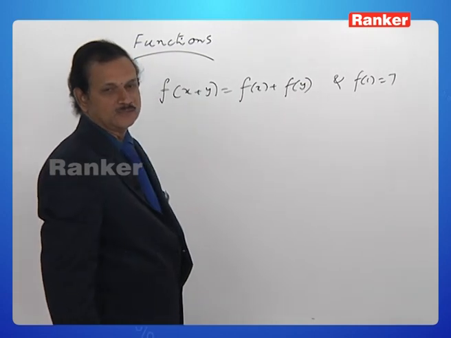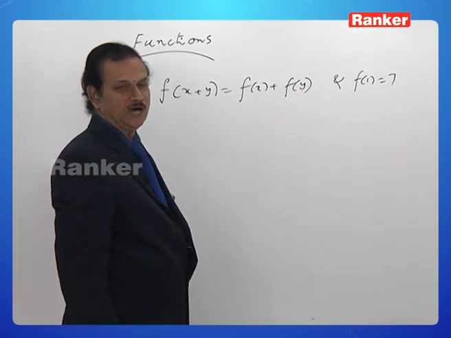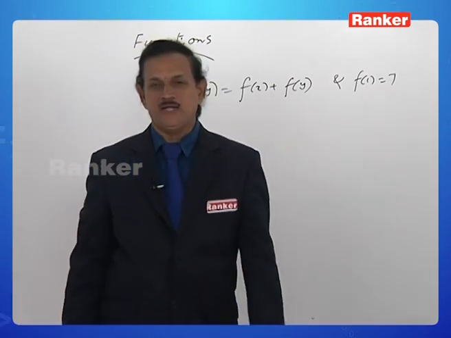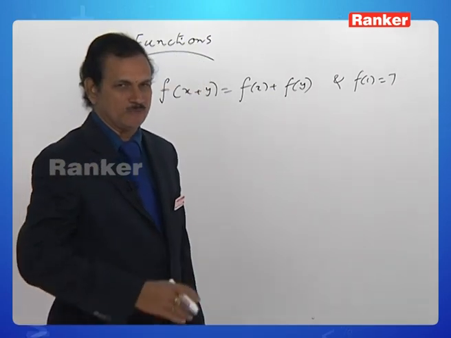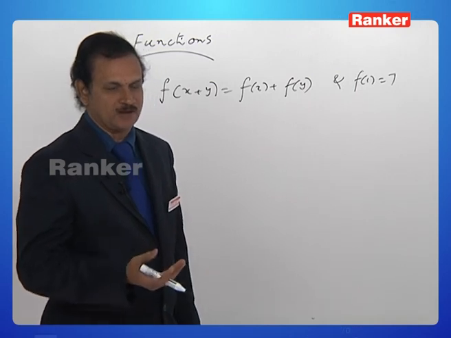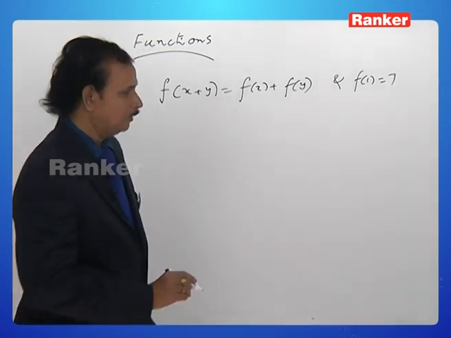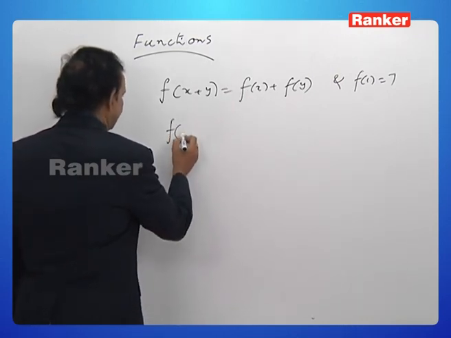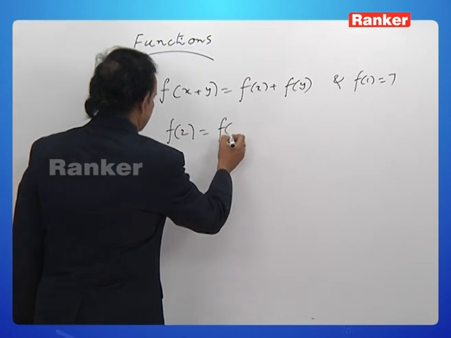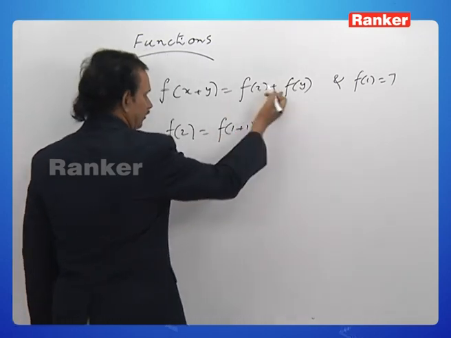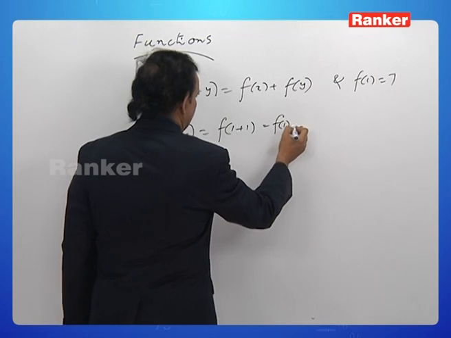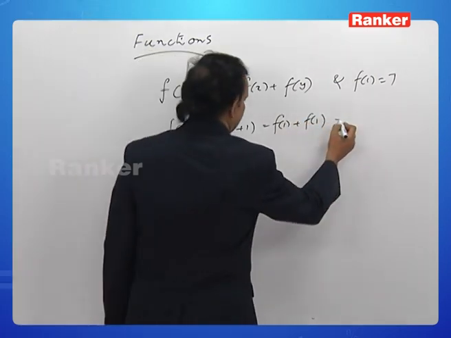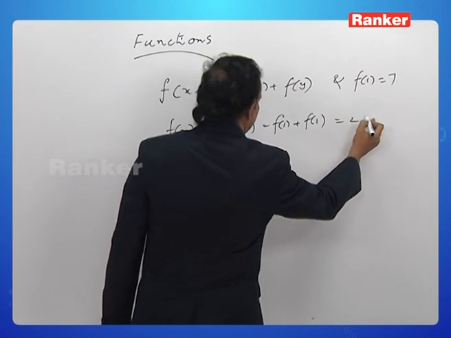What is required? Sigma f of r running from 1 to n. That is f of 1 plus f of 2 plus f of 3 plus f of 4 plus etc. up to f of n, which you require. Well, f of 1 is 7, which is given. What is f of 2? It is f of 1 plus 1. Using this, f of 1 plus f of 1, that is 2 into f of 1, that is 2 into 7.